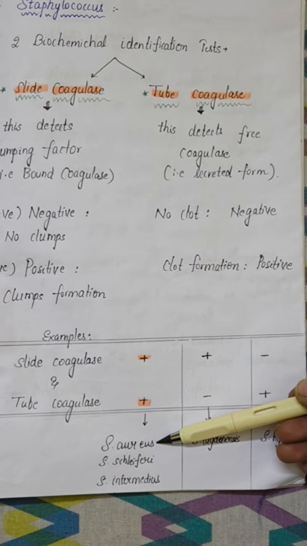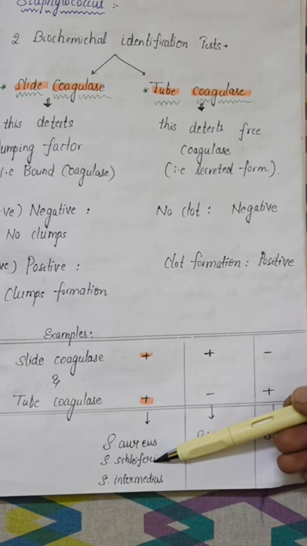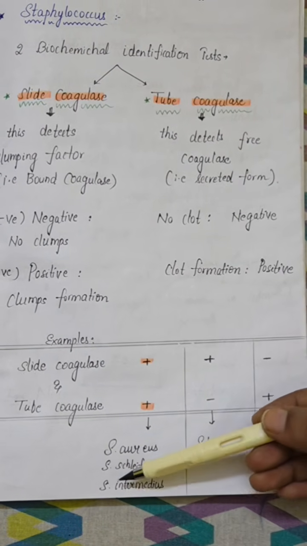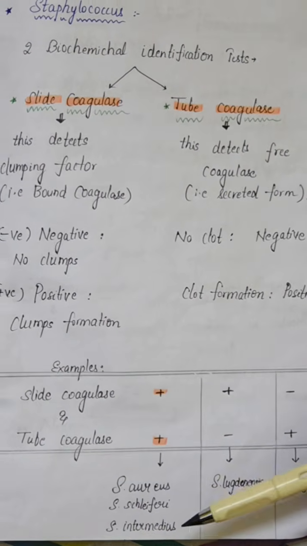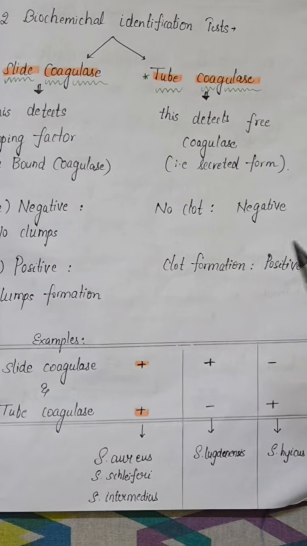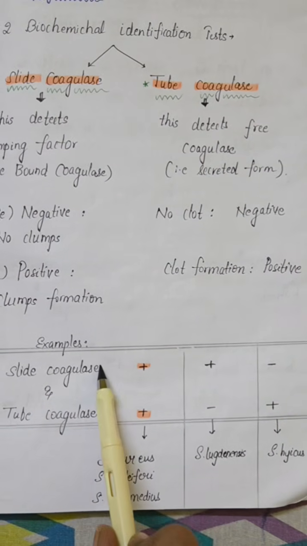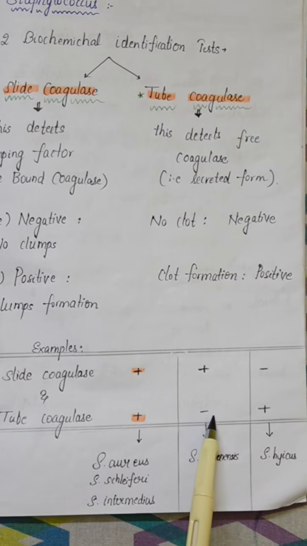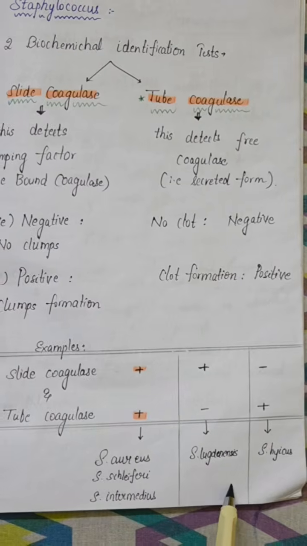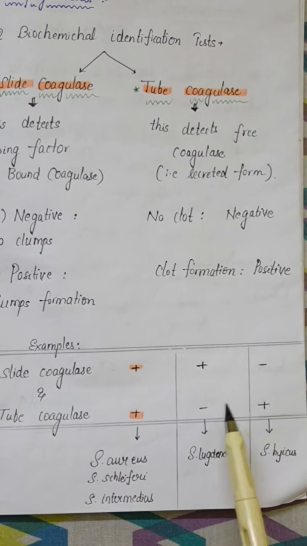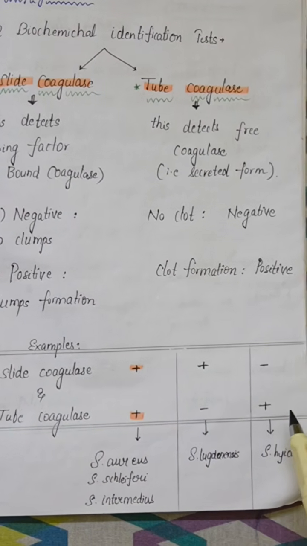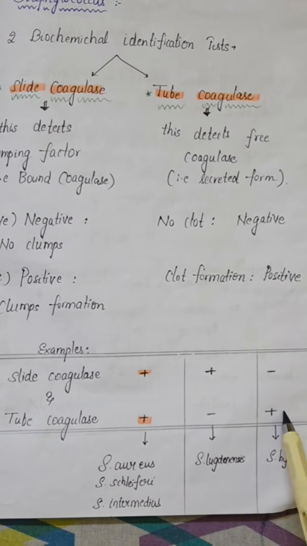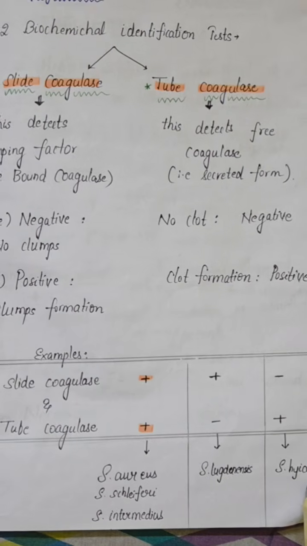Examples of organisms that are both slide coagulase positive and tube coagulase positive are the most common pathogen, Staphylococcus aureus, and the other coagulase-positive staphylococci, Staphylococcus schleiferi and Staphylococcus intermedius. Next, only slide positive but tube coagulase negative. The example for this is Staphylococcus lugdunensis, which is slide positive, tube negative. There are some other species which are slide negative but tube coagulase positive. That example is Staphylococcus hyicus.